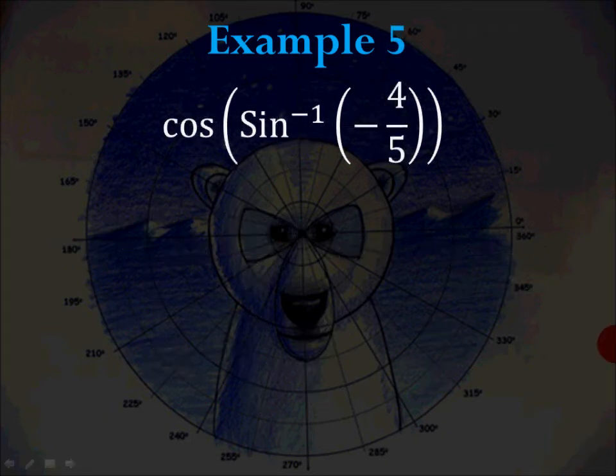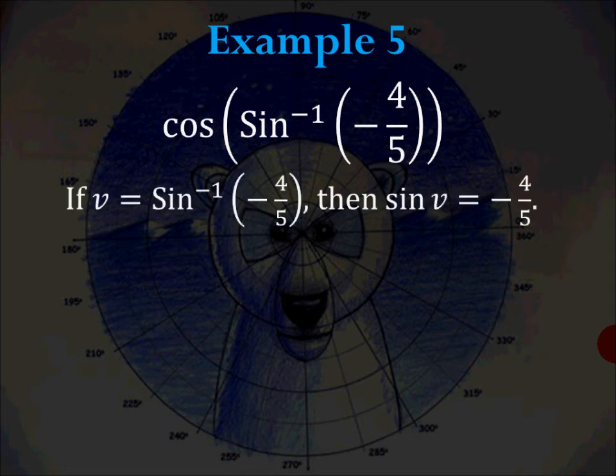5. Cosine of the inverse sine of negative 4/5. Now this is going to require several steps. Let's call v the inverse sine of negative 4/5. So this whole quantity inside the parentheses we are going to call v. So if this is true, that means the sine of v has to be negative 4/5. Remember, the inside of the parentheses here is v.